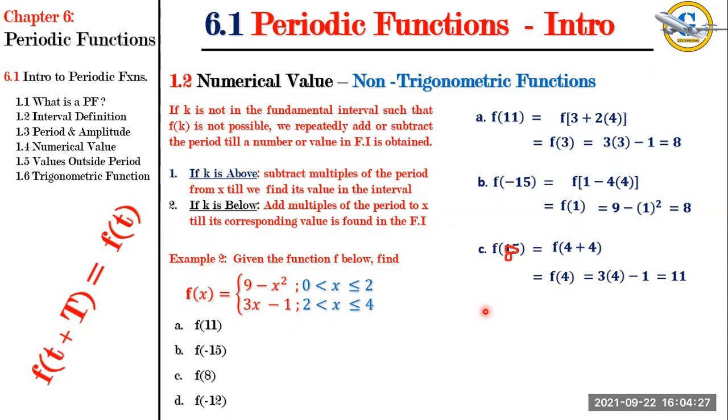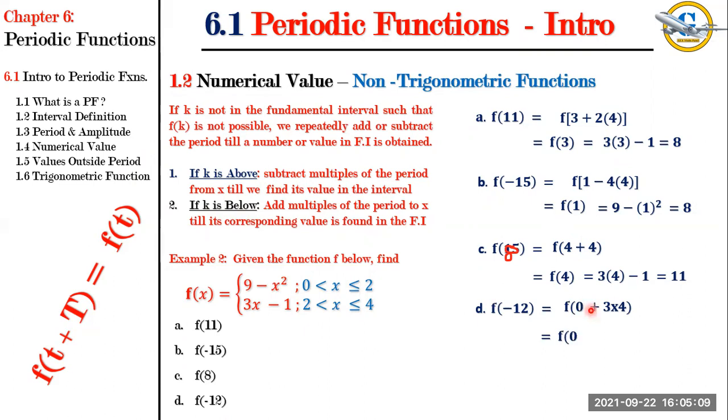Now, one of the cases is f of minus 12. Minus 12 is below this interval. So what do we do? Since it's below, we do addition as explained here. It's below, we add multiples of the period until we get to something in this interval. So we say minus 12 plus 4 is minus 8. Minus 8 is not found here. Plus 4, minus 4 is not found here. Plus 4 again, 0. Is 0 found here? Yes. So we stop. So f of minus 12 is the same as 0 plus 3 times the period, or minus 3 times the period rather, it's going to give us the same value, f of 0.